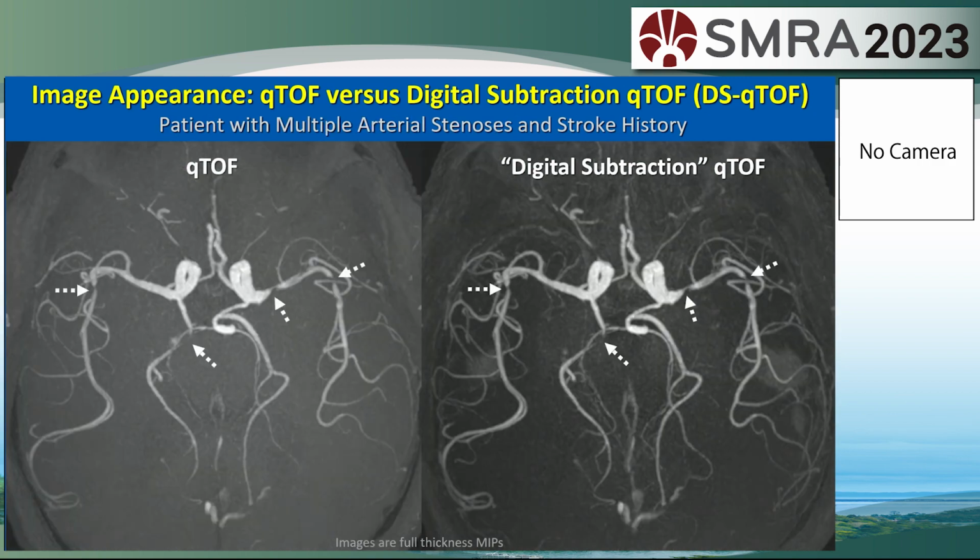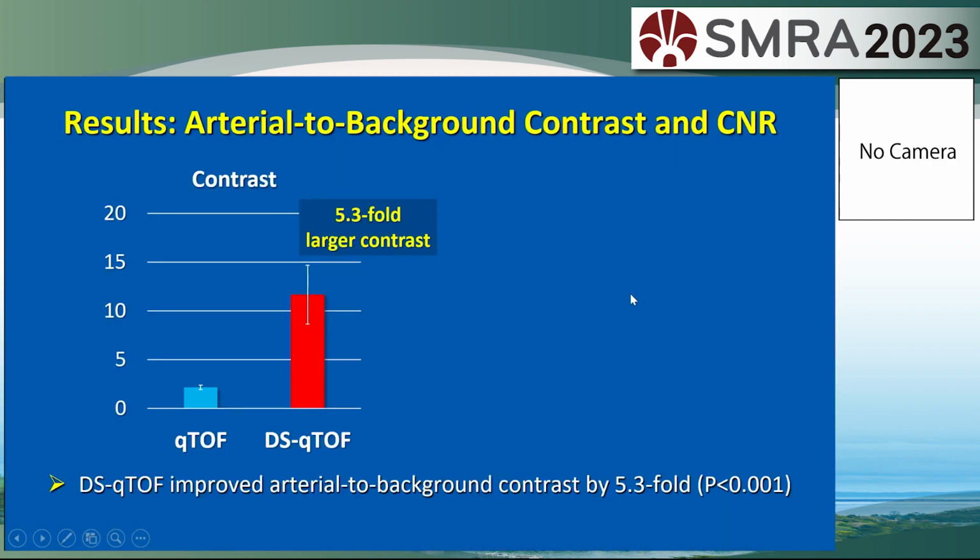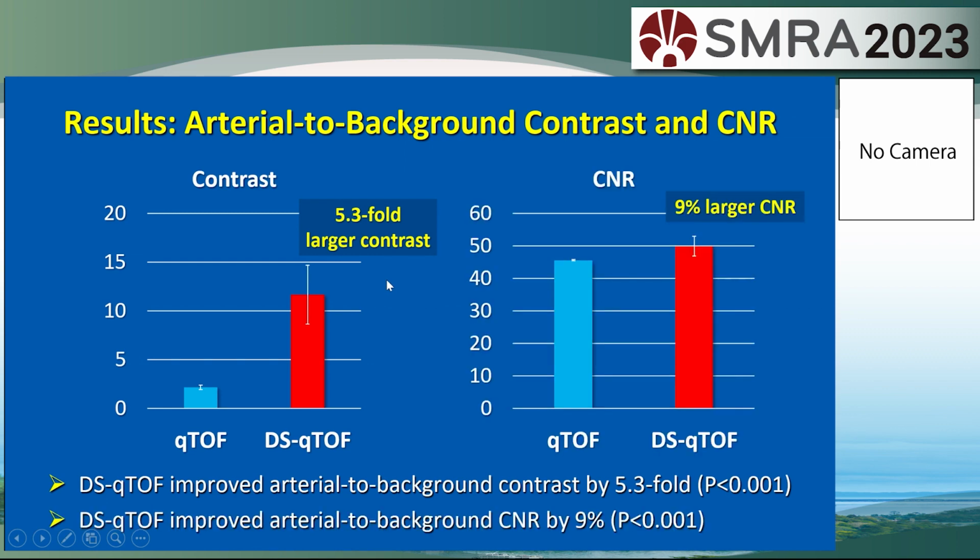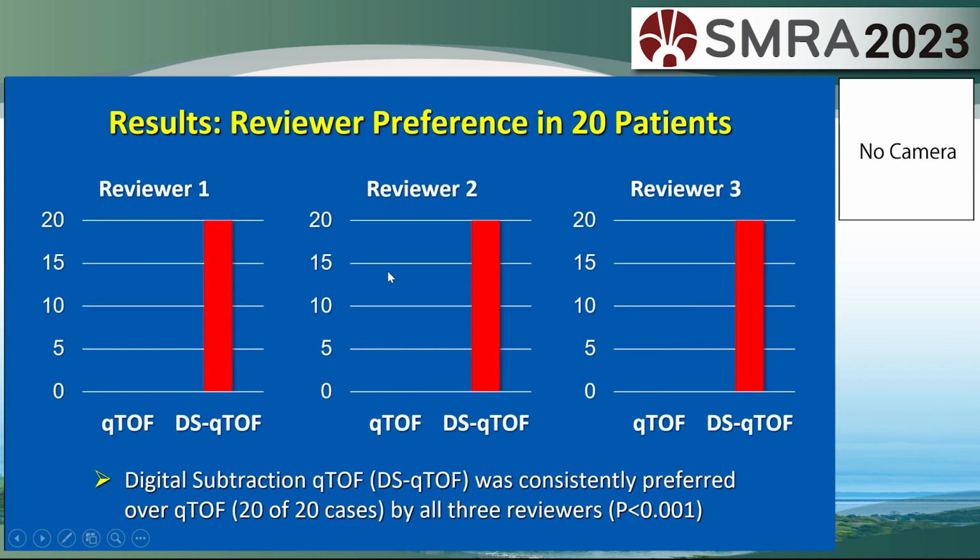This is just another example, a patient with multiple arterial stenoses with stroke history. Again, we see the pathology well on both acquisitions. However, for smaller vessel detail, we do get some improvement with this digital subtraction approach. When we looked at arterial to background contrast, we found that the digital subtraction approach provided 5.3-fold larger contrast, as well as 9% larger contrast to noise ratio, and both of these differences were statistically significant.